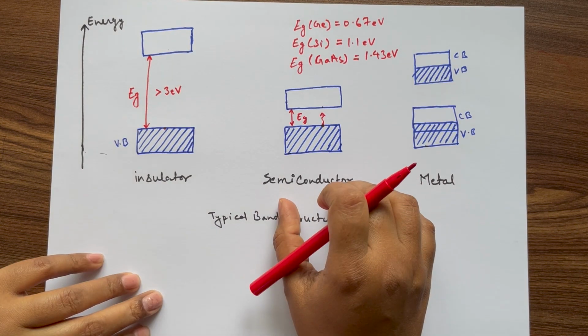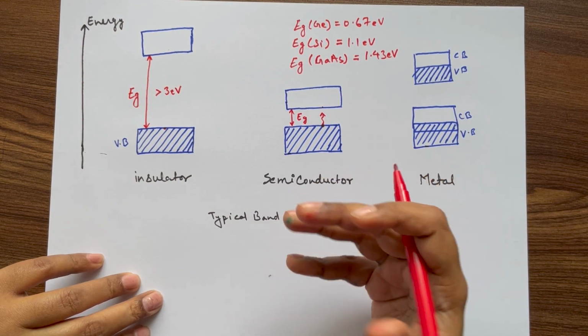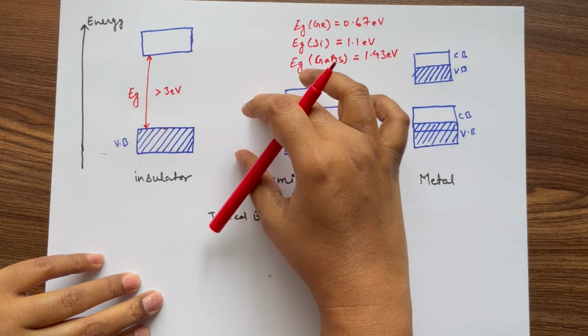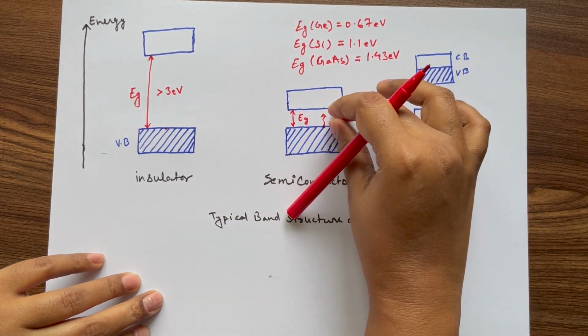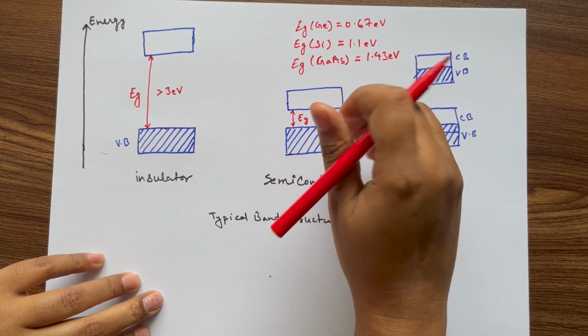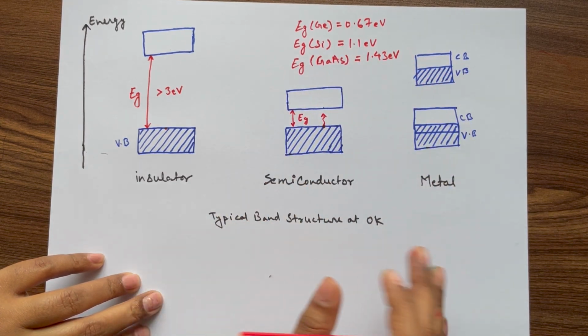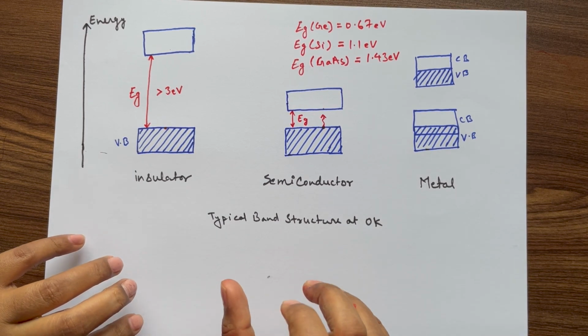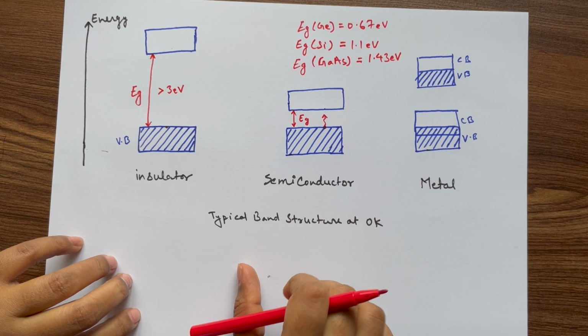So till now we have studied what is energy band, what is energy band gap, and how these energy bands and energy band gaps are formed, and how it is different in insulators, semiconductors and metals. So this is all about the energy bands in semiconductor materials. Thank you.